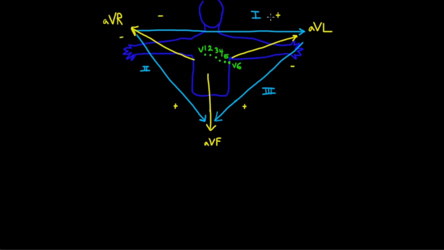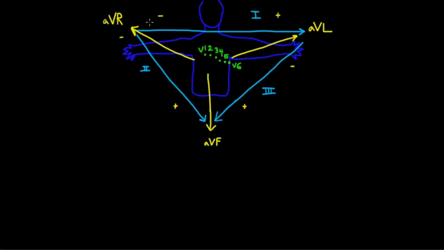Lead 1 considers the left arm to be positive, so it's only going to look at voltage changes from the perspective of the left arm compared to the right arm. Lead 2 considers the left leg positive, so it's only going to look at changes from the left leg's perspective in relation to the right arm. Lead 3 considers the left leg positive, and it's going to monitor changes compared to the left arm.